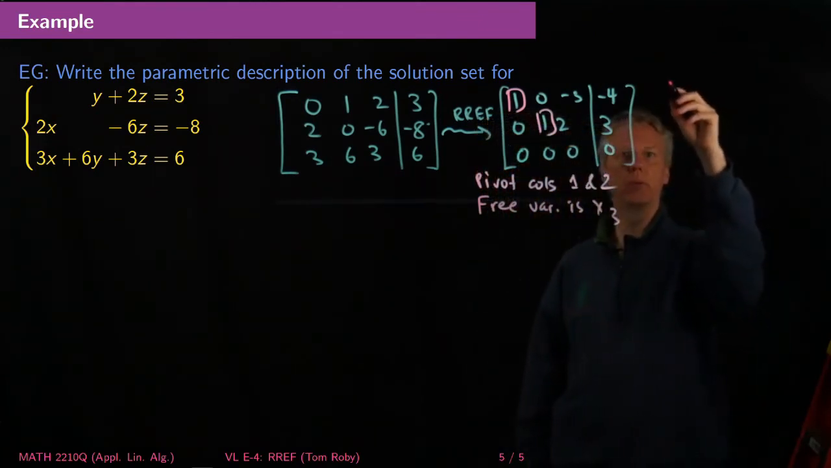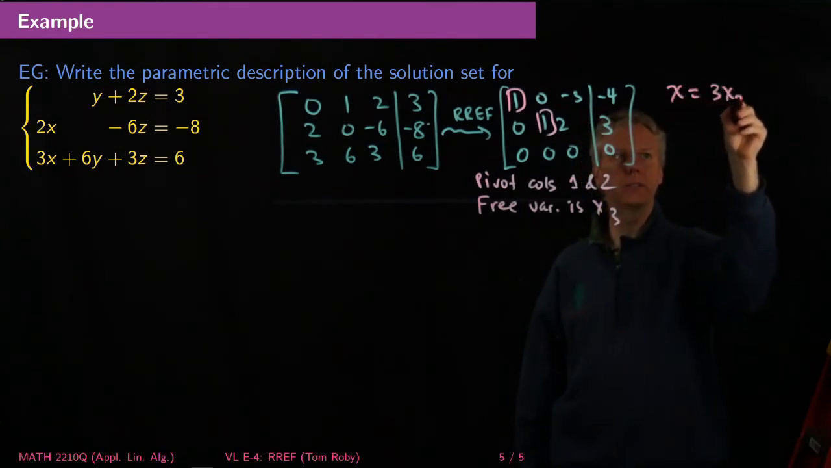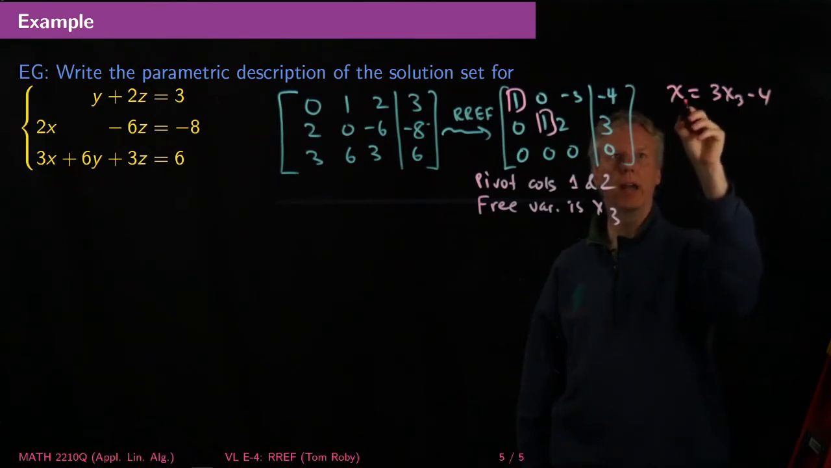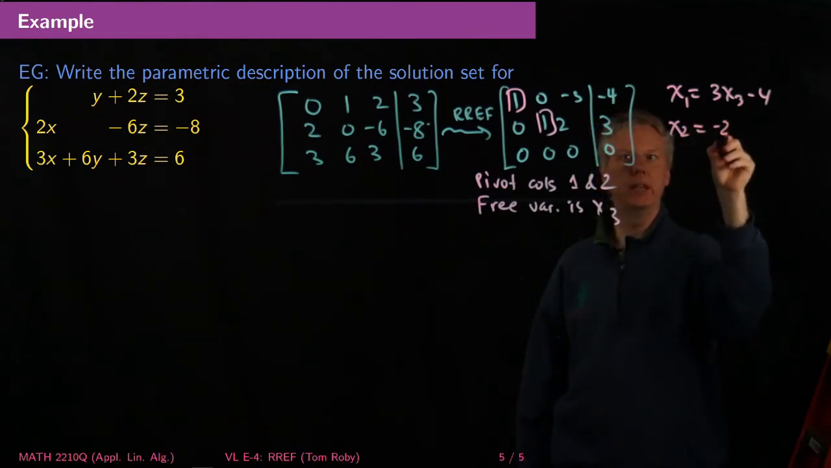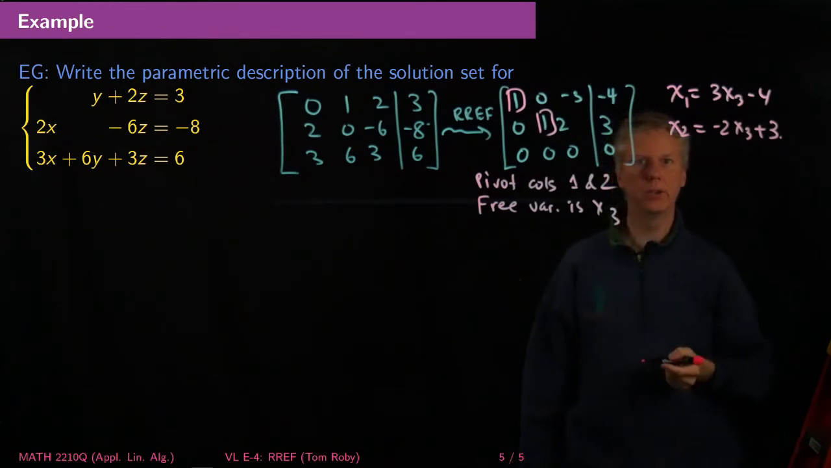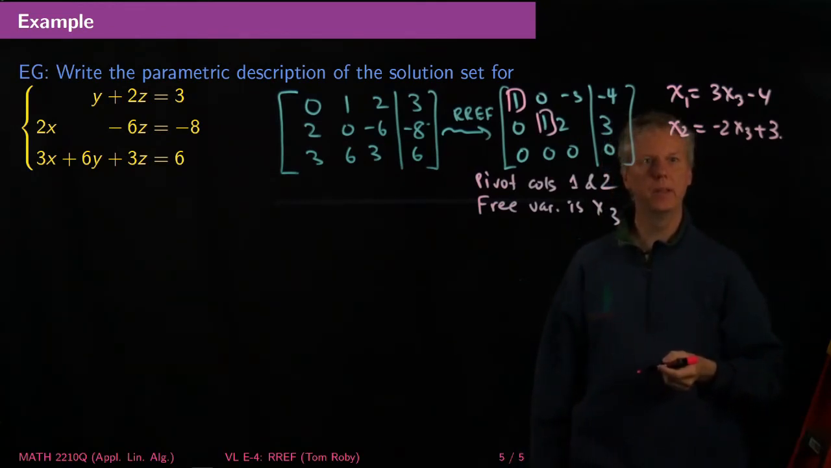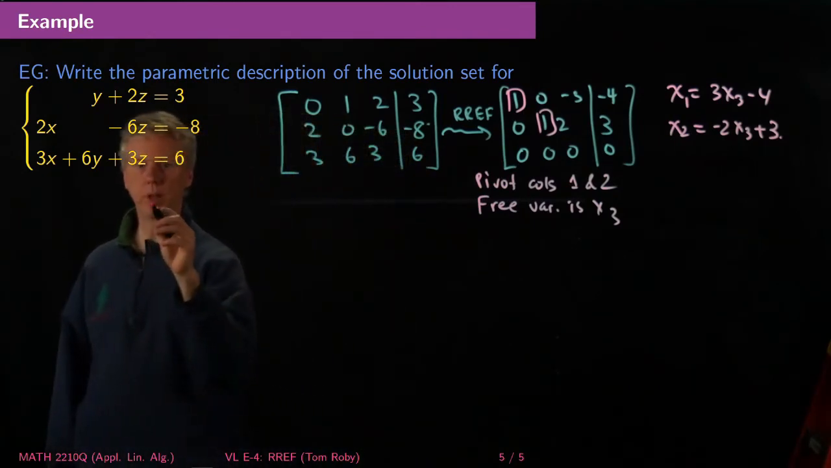x3, and we see that when we write down the system of equations that this represents, this boils down to saying that x1 equals 3x3 minus 4, and this one says that x2 is equal to negative 2x3 plus 3, and then 0 equals 0 doesn't tell us anything. So what does that mean in terms of finding a solution?